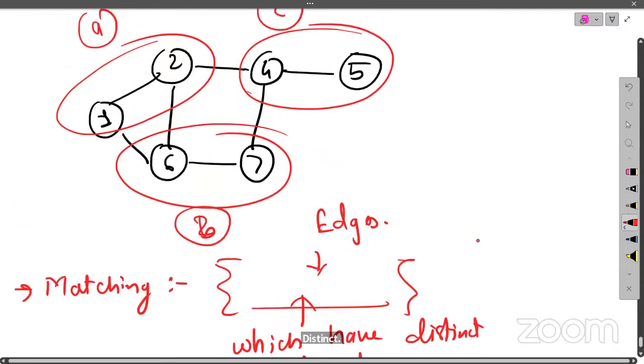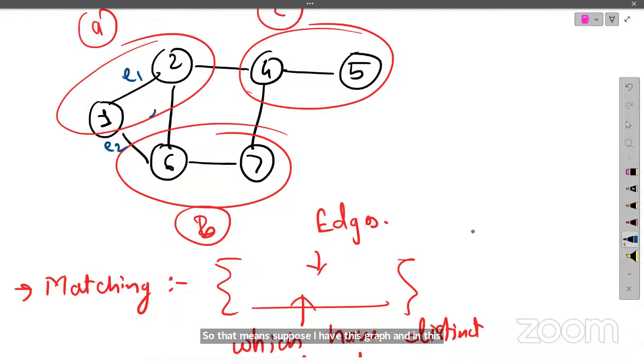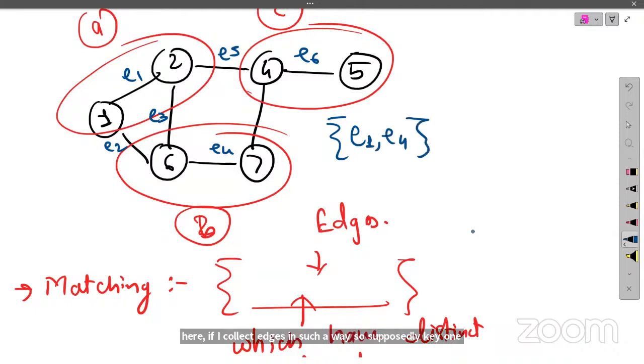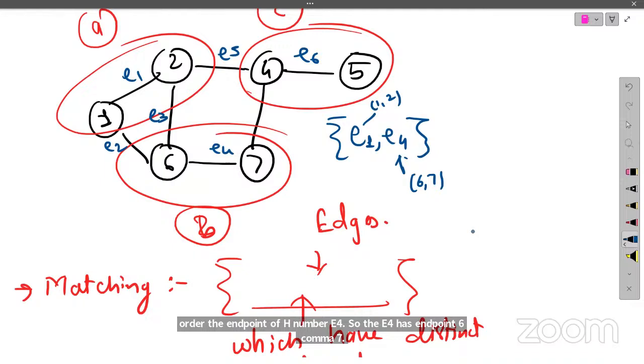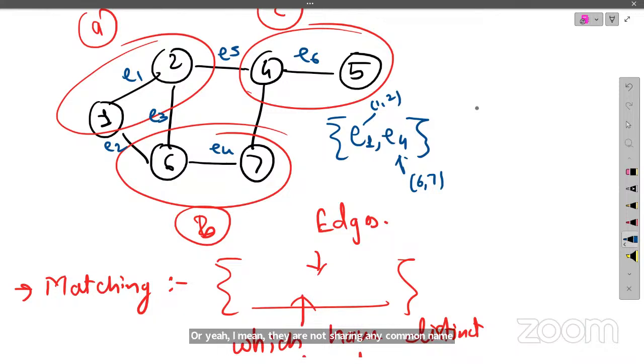Suppose I have this graph, and I consider a set of edges. I'll name the edges E1, E2, E3, E4, E5, and E6. Now suppose I take E1 and E4. This is a subset of edges. What are the endpoints of edge E1? The endpoints are 1, 2. And the endpoints of E4 are 6, 7. That means these two edges are disjoint; they are not sharing any common vertex. Such a collection is known as a matching.